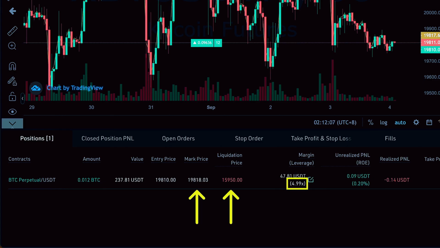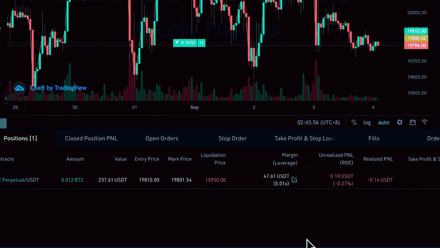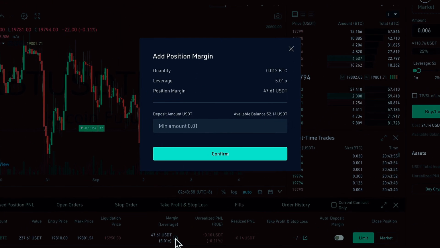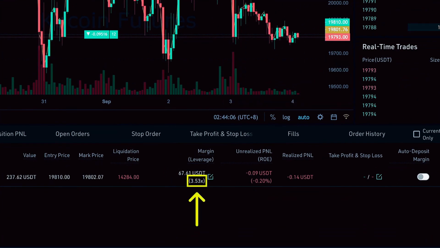The more leverage we use for our trades, the quicker we will reach the liquidation price, which essentially means more risk. However, we can always add margin to our positions and thereby reduce our leverage. We can simply click here and allocate more funds to this position. As we can see, this will lower our leverage and decrease the liquidation price for our long position.